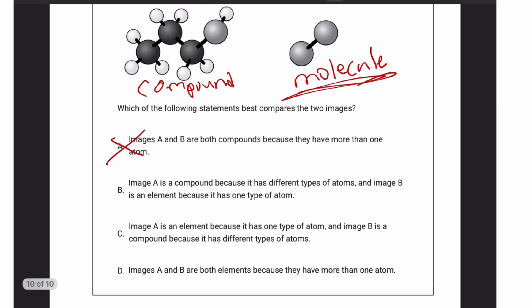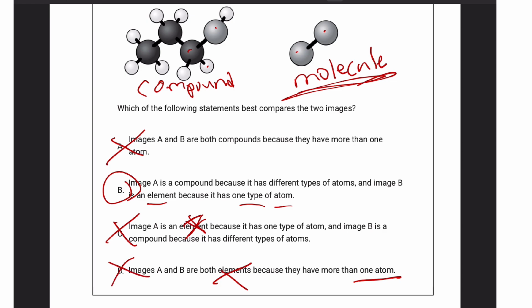Image A is a compound because it has different types of atoms. Yeah, that's true. There are different types of atoms. And image B is an element because it has one type of atom. There and there. Yep, that one looks pretty good. Let's check the other ones just to make sure, though. Image A is an element because it has one type of atom. Nope, image A is not an element. We already said that. No. Image A and B are both elements because they have more than one atom. Well, they do have more than one atom, but they are still not both elements, so no. All right, that is our first unit test.